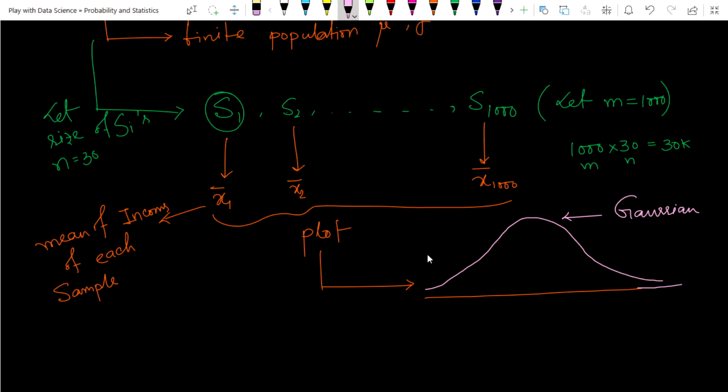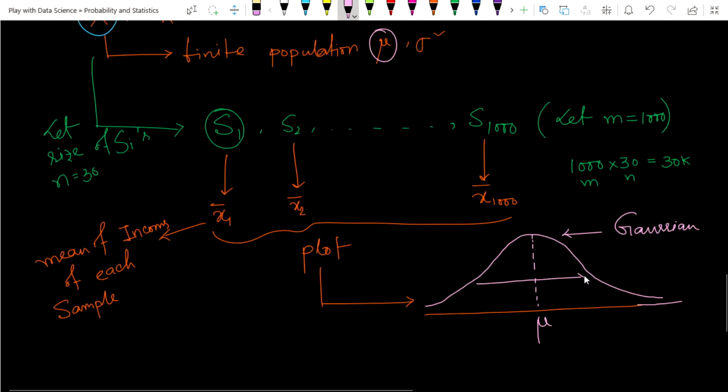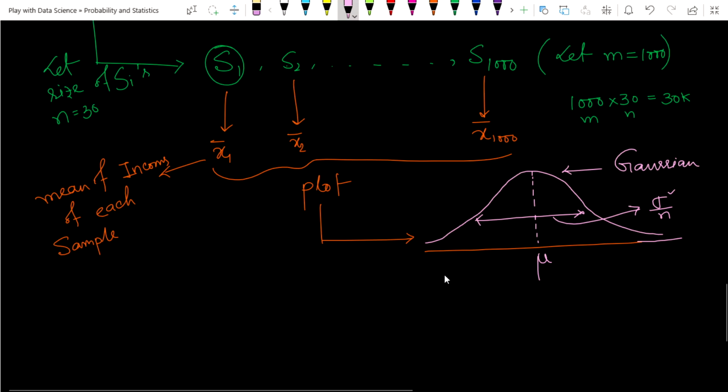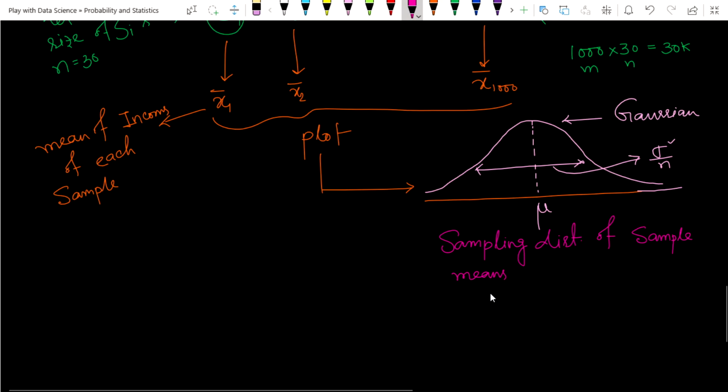The central limit theorem says that the mean of this Gaussian graph is mu, the same as the population mean, and its variance is sigma squared over n. This is the sampling distribution, the sampling distribution of the sample means.